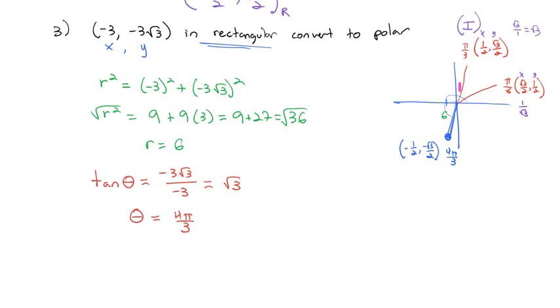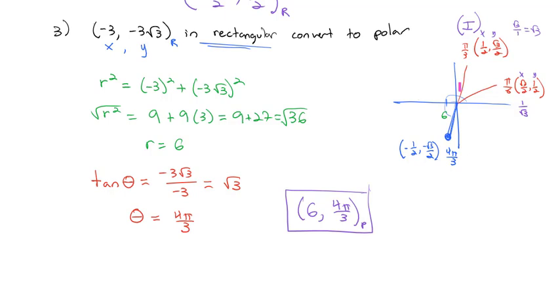So obviously, knowing our unit circle and relationships is going to be very helpful as we find the correct points. Drawing a picture will help a lot. 6 is the radius, and 4 pi over 3 is the angle. And that is the exact same point in polar as the rectangular point, negative 3, negative 3 root 3.